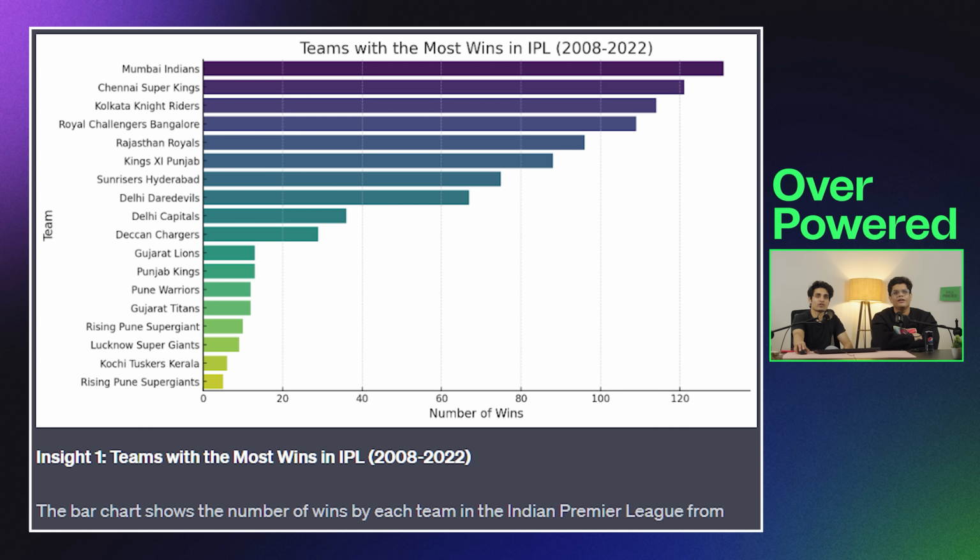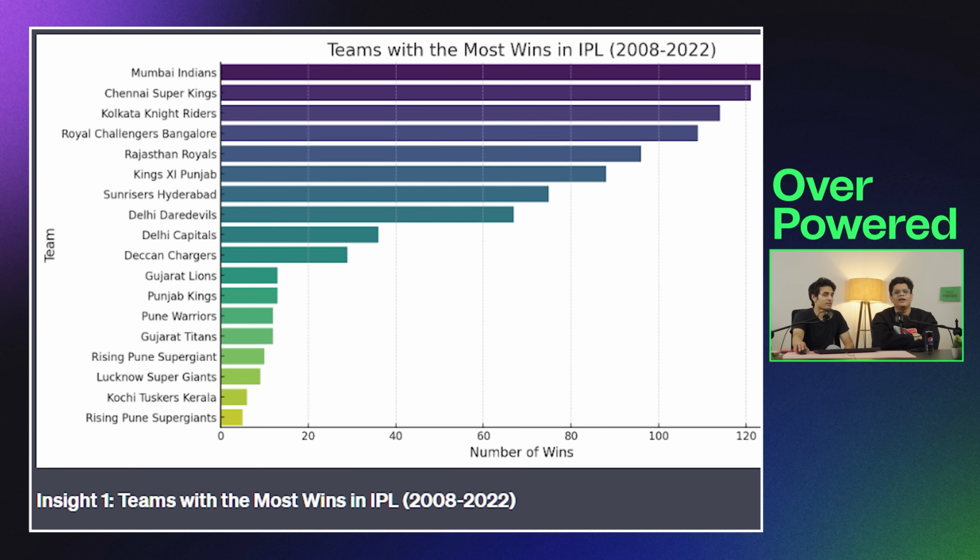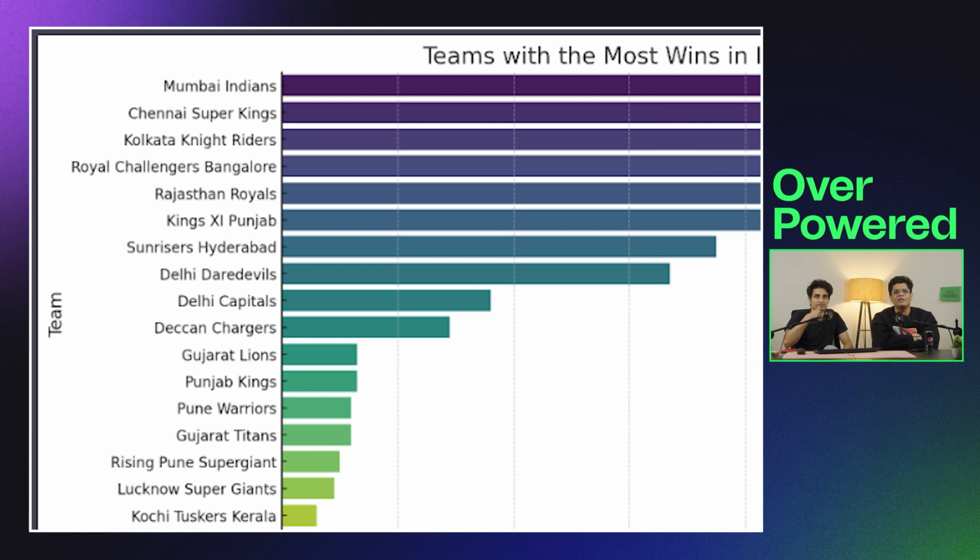Okay. It's got you the chart, your first chart. See, it's created a nice, pretty chart for you. Yeah. Mumbai Indians has the most number of wins between 2008 and 2022.